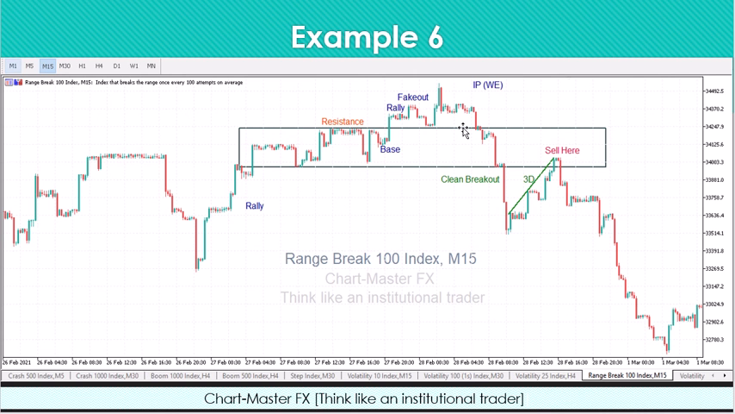So that's it guys for today's tutorial. I hope you guys are learning something. So this is kind of a top-down analysis approach. It helps you to have sharper entries in lower time frames, and it actually helps you to minimize your risks.